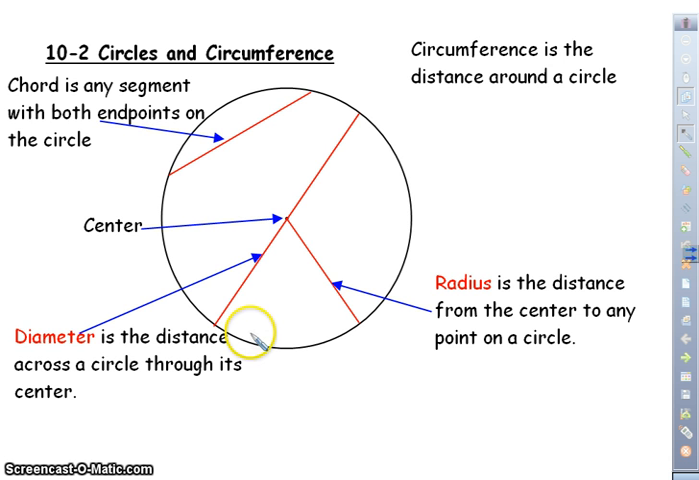Alright, now that you are back and you have all of this recorded, we're going to start up here. Circumference is the distance around a circle. That is all the way around the circle. It is the same thing as finding perimeter of a polygon, for example, or a square, rectangle, quadrilateral. You're simply finding the distance around that particular shape.